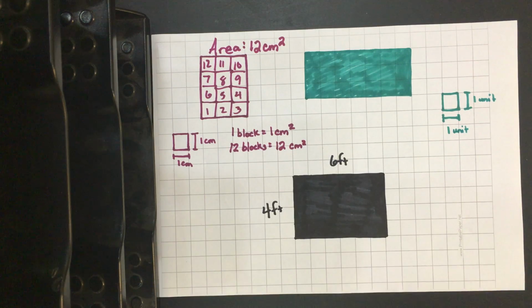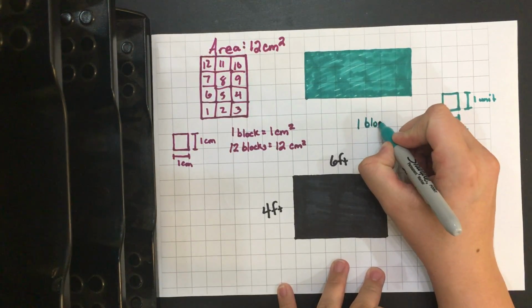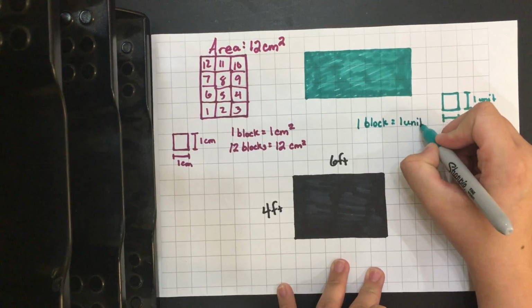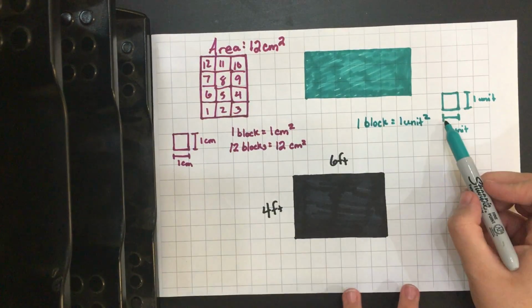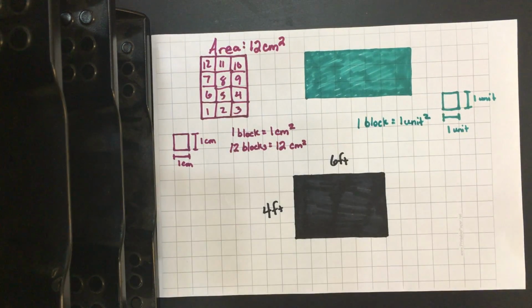So, now that we have our label, we know that it's a unit. We know that 1 block equals 1 unit squared, okay? 1 unit by 1 unit is 1 unit squared as the area.